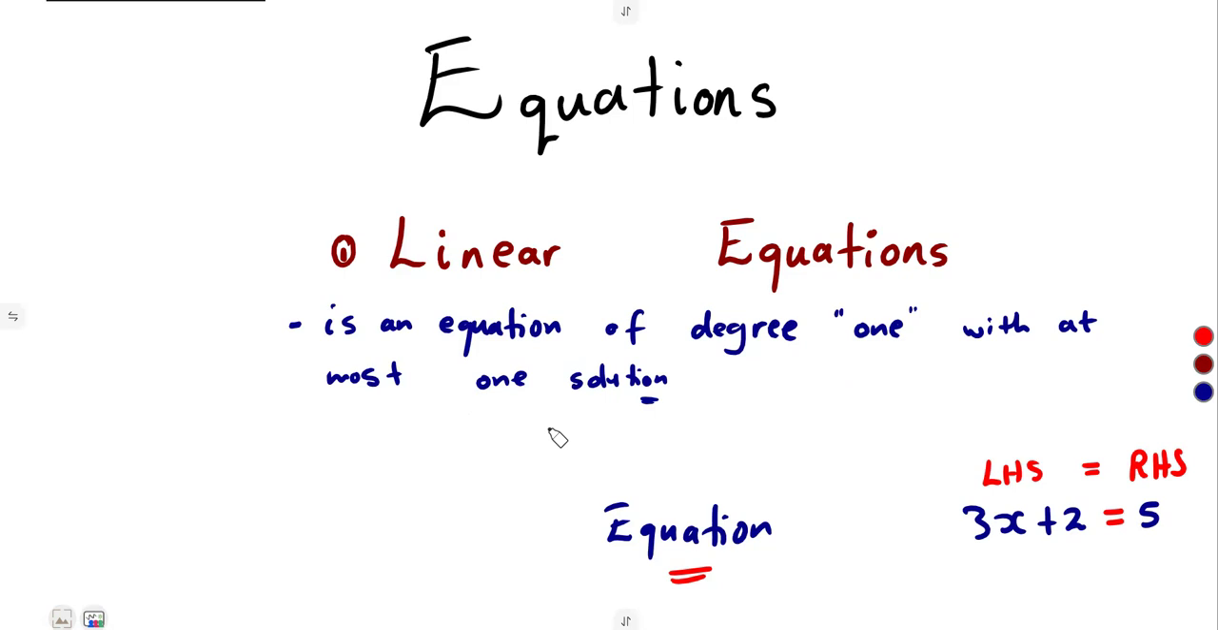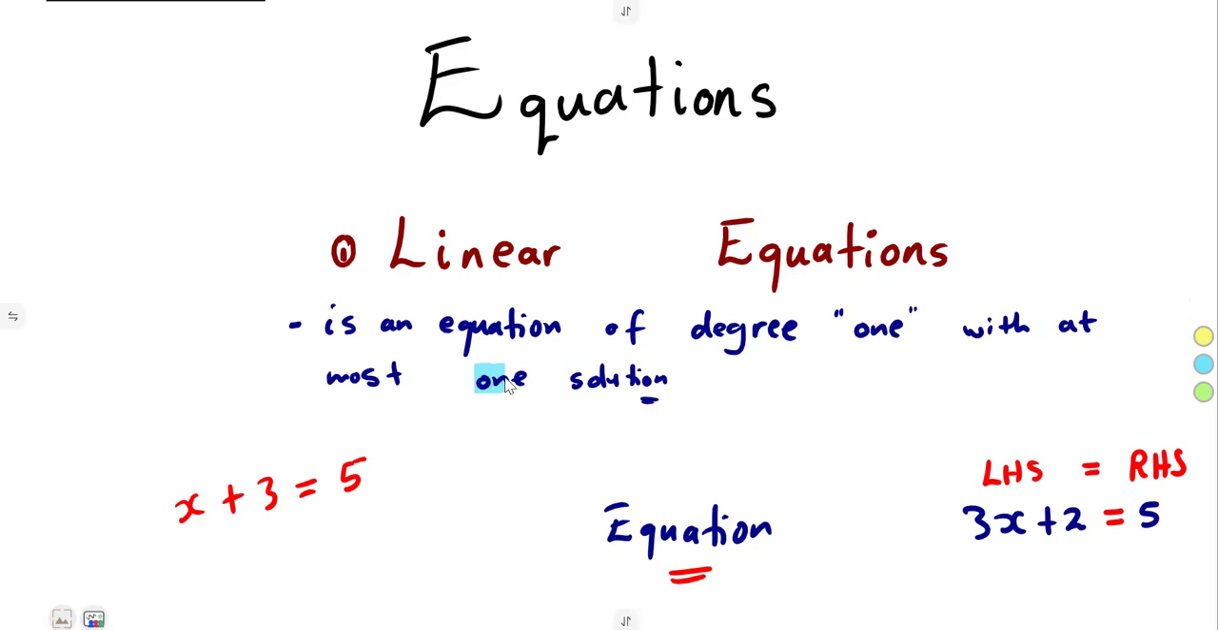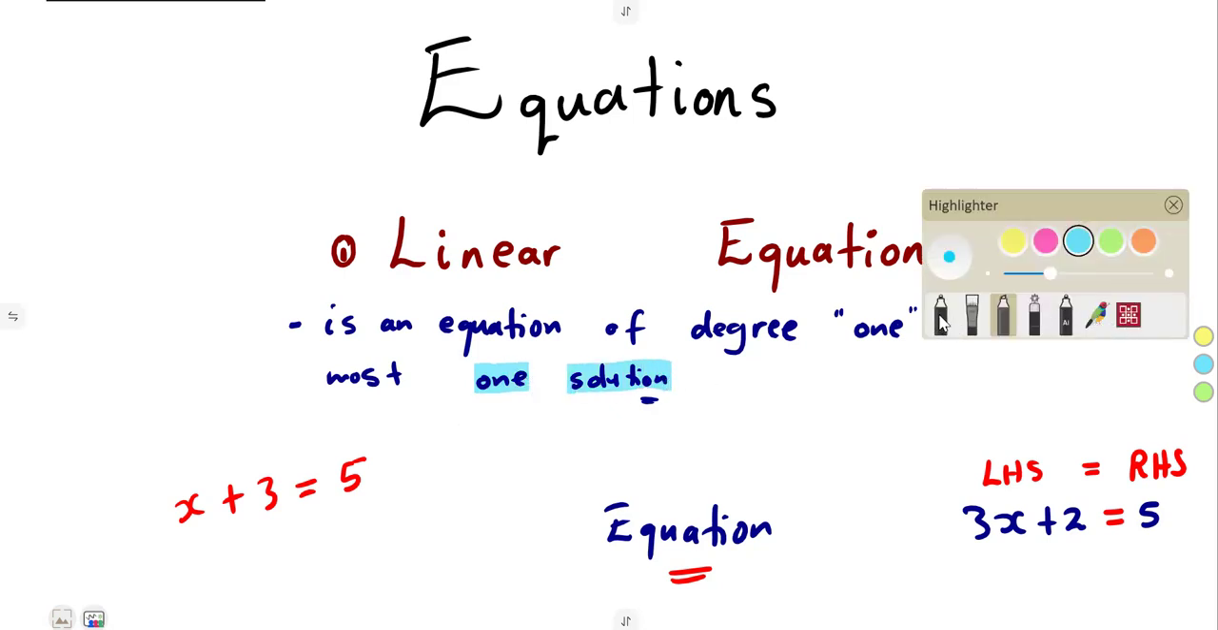I was saying we are going to have one solution for what we are solving. It is x, it is m, whatever you are given. When it is a linear equation, the highest degree is 1, and we have one solution. When we solve, we are going to obtain one solution. So how do we solve?